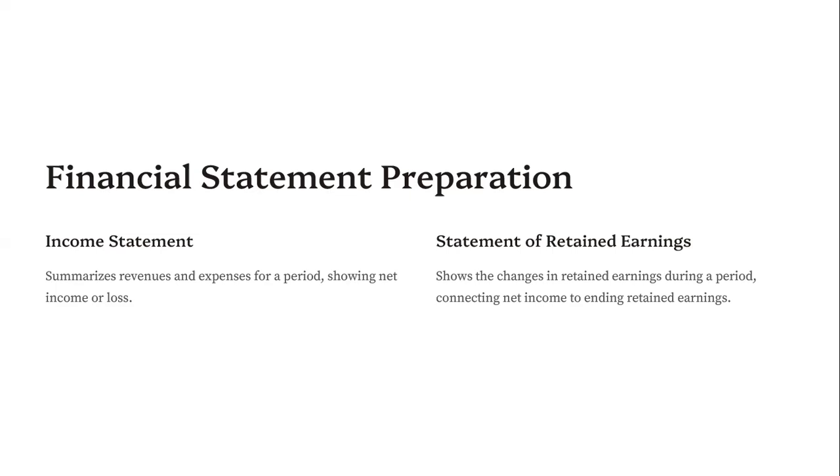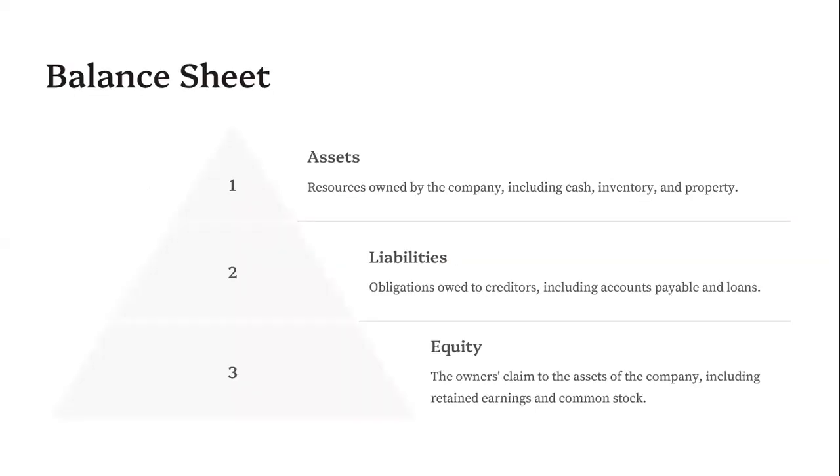Now, the statement of retained earnings. This basically shows the changes in retained earnings during a period, connecting net income to ending retained earnings. Now, the balance sheet. Balance sheet is a financial statement that describes where the enterprise stands at a specific point of time, and it also shows what the business owns, assets.